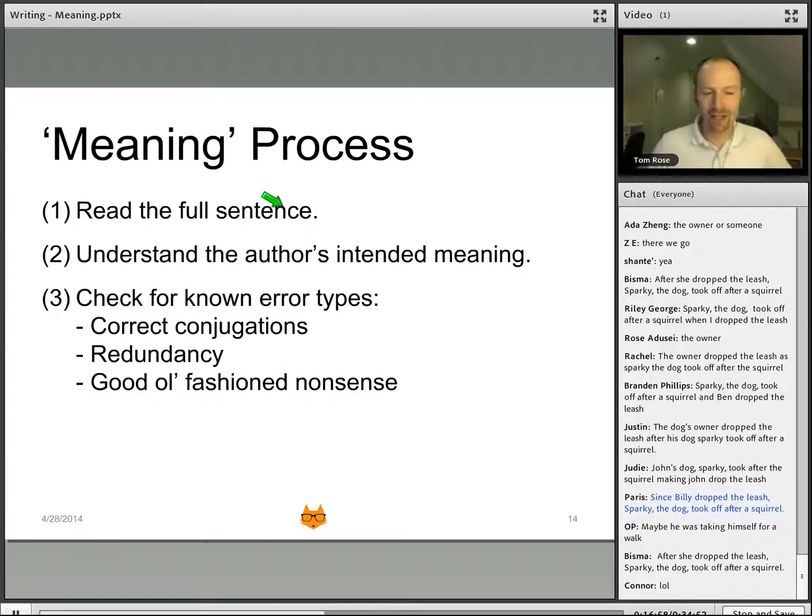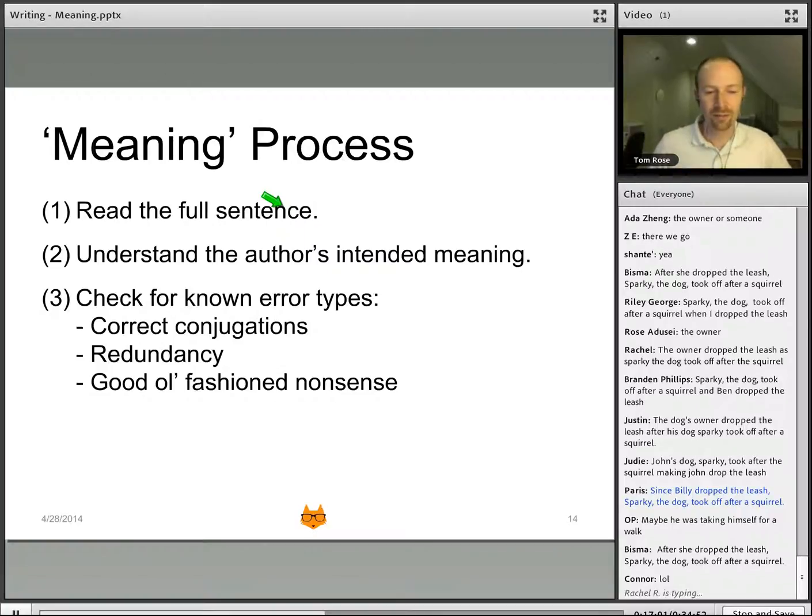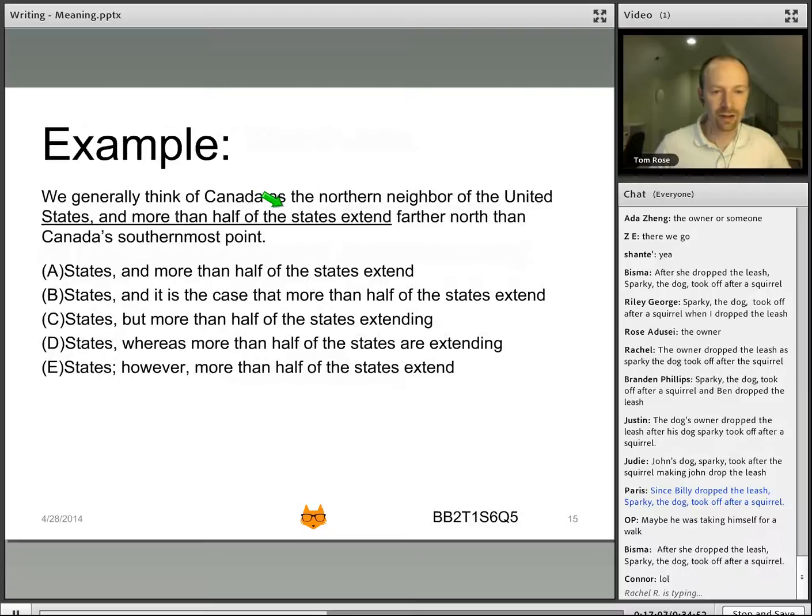Right? If it just doesn't make any sense at all, then you've got yourself an error. Okay, so let's start it out.